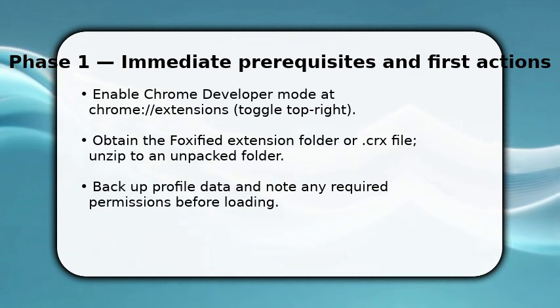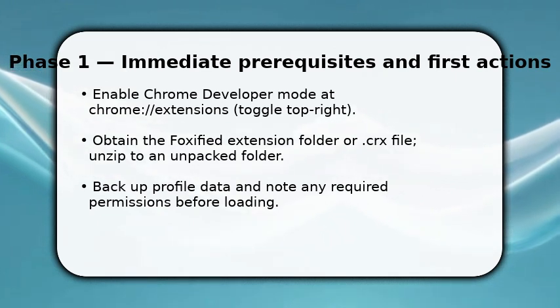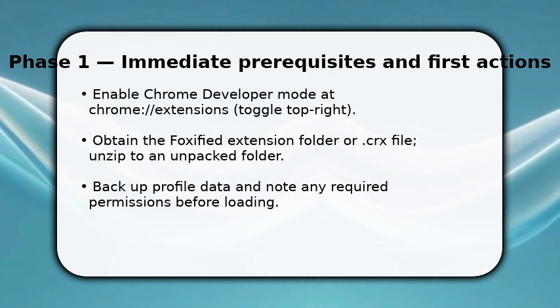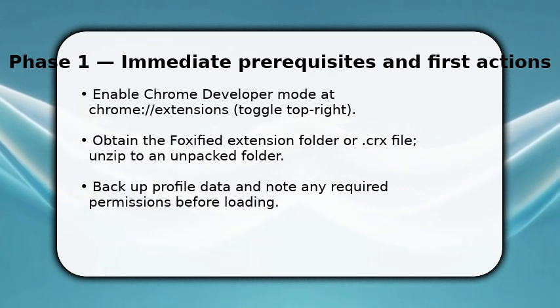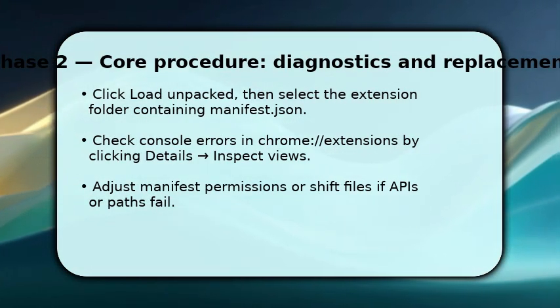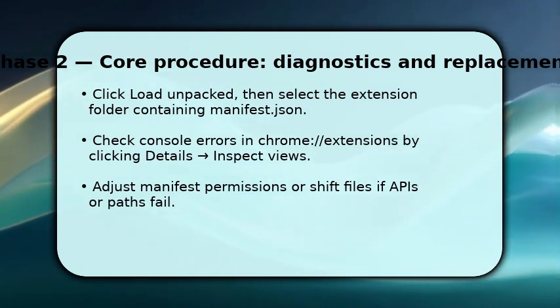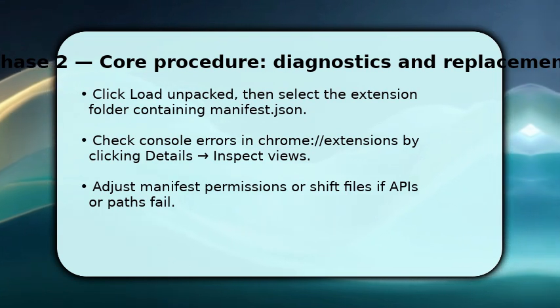This prevents surprises. You're starting the install now, so don't delay, move directly to loading the extension in the next step. You now load the Foxified extension into Chrome. Click Load Unpacked and choose the folder with manifest.JSON, Chrome reads that file to register the extension. If the extension needs web request or host permissions, grant them when prompted.